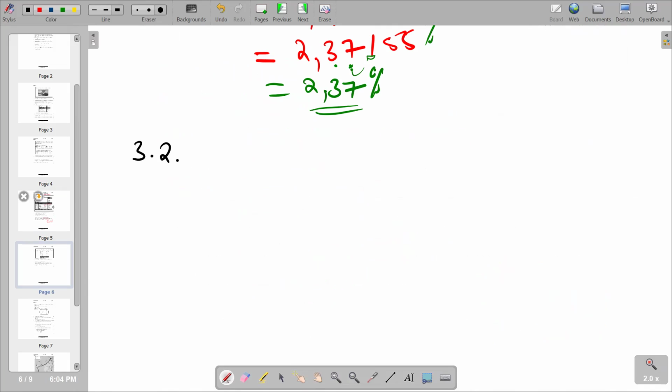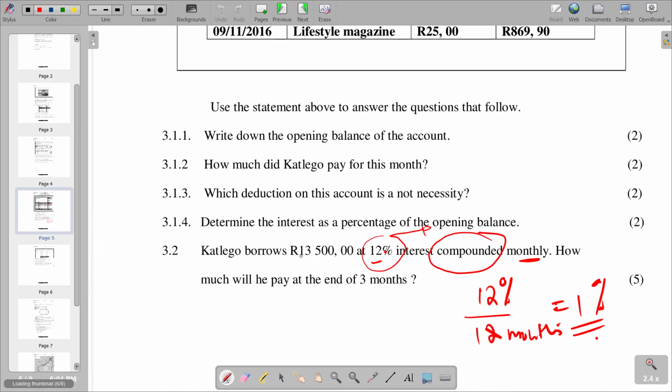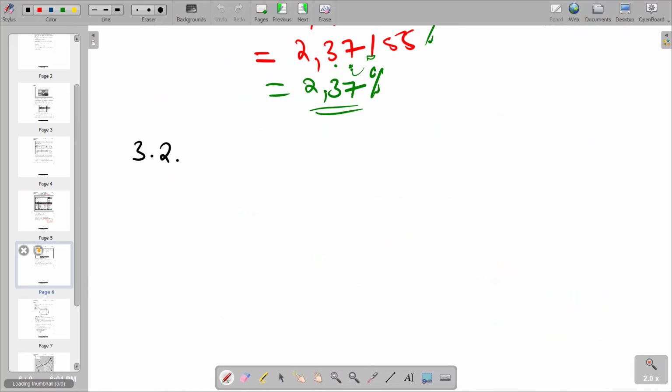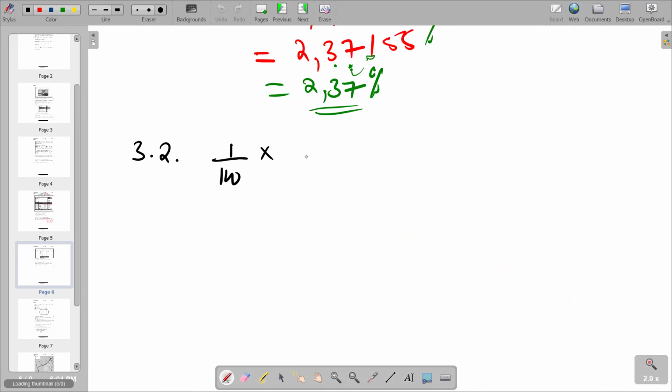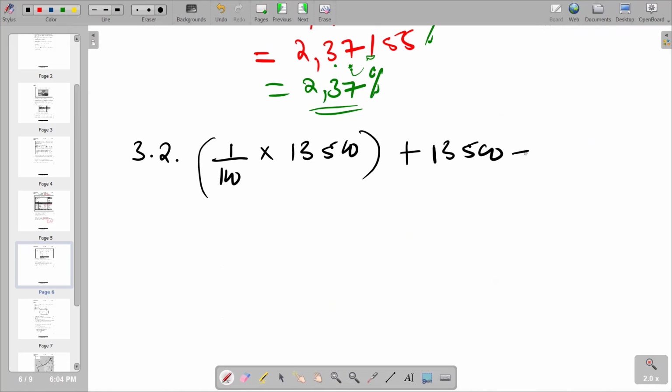So on 3.2, since our percentage we've calculated to be 1%, we are saying 1% is 1 over 100, and then we multiply by the amount that we are given, which is 13,500. Then the answer that we get here, we add to 13,500 to get the total after the interest. Obviously, this is in rands. So we are adding in rands.